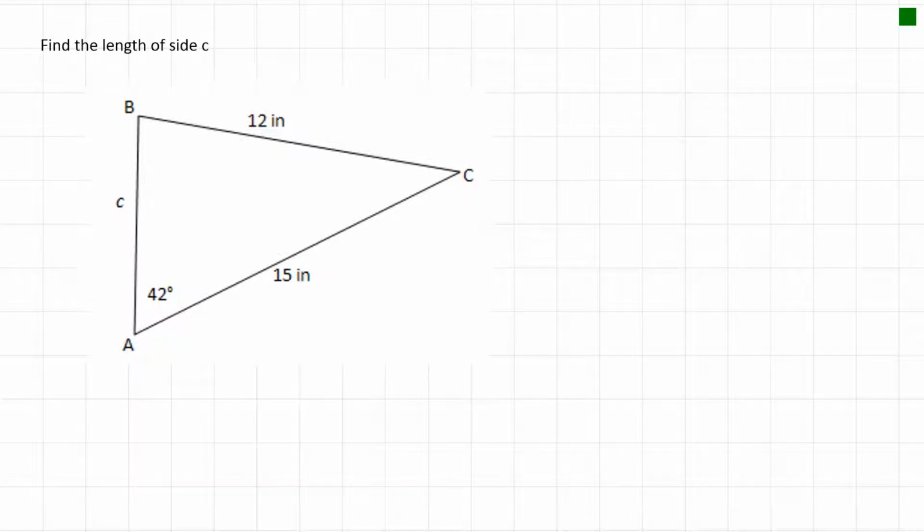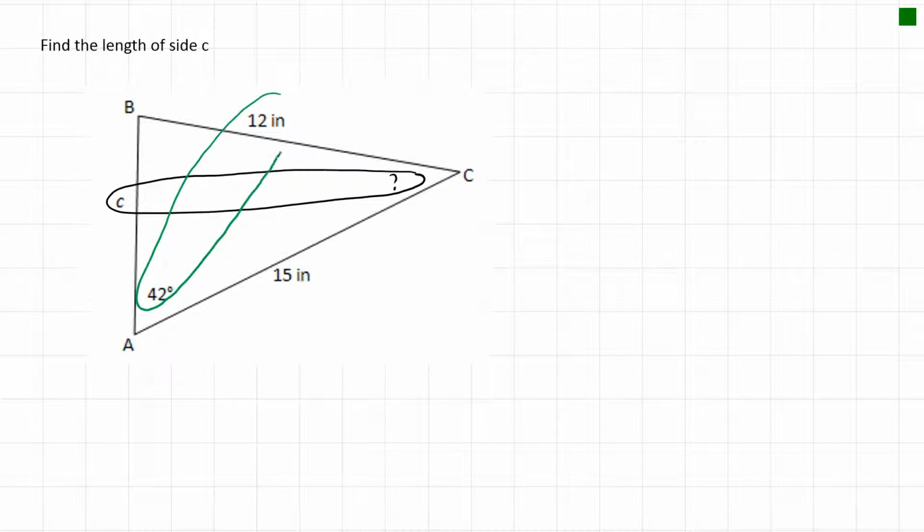So the question asks us to find angle C, but notice that we don't have the angle or the side, which means that we have to start using the other angles and sides to start this problem off. So I'm going to use the sine law and this combination right here to find angle B.